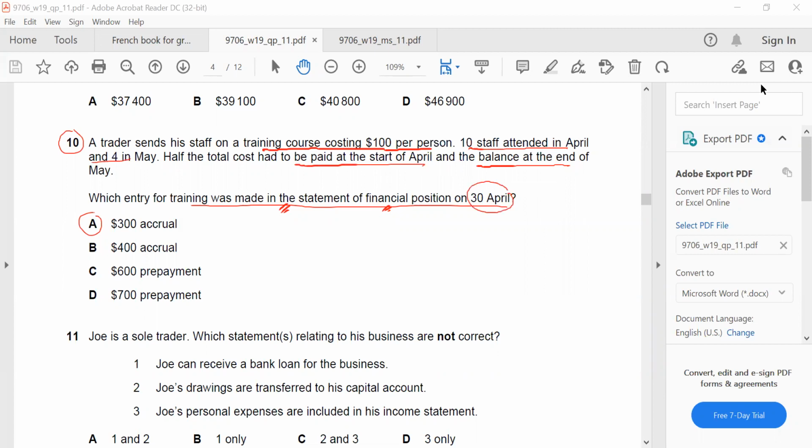Okay. Half of the total cost. Come on, let's see. What is the cost for April? 10 into 100, 1,000. Yeah. What is the cost for May? 4 into 100, 400. Total is 1,400. Correct? 700 you have paid in April.